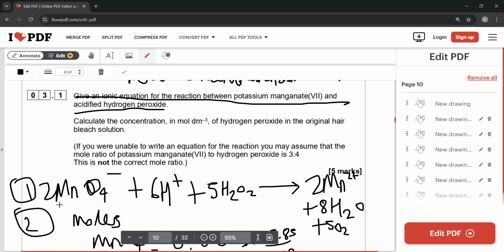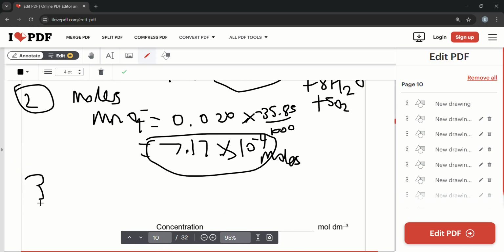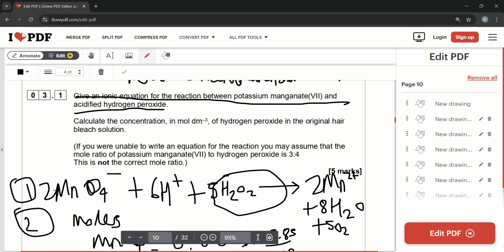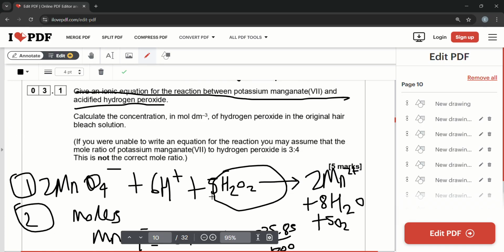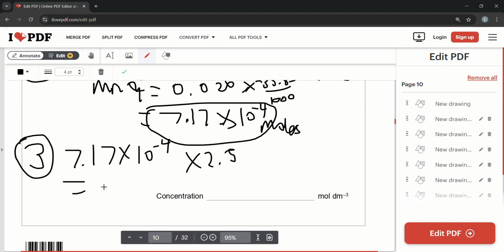Now we've got the moles of this. Well, we want the moles of H2O2, right? So to find out the moles of H2O2, it's a 2 to 5 molar ratio. So we're going to times 7.17 times 10 to the power minus 4 by 2.5, and therefore get the moles of hydrogen peroxide, which will give us 1.793 times 10 to the power minus 3. That is the moles of H2O2.